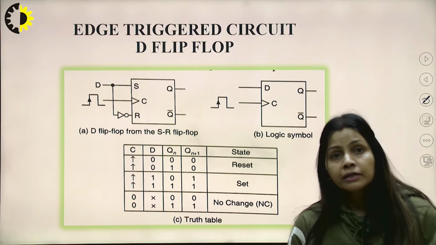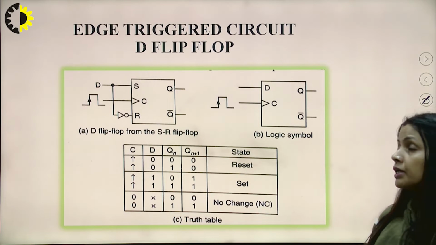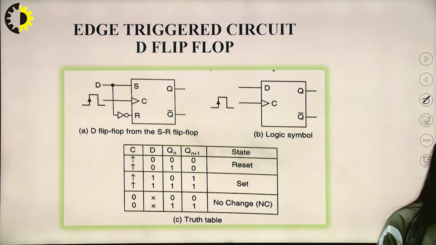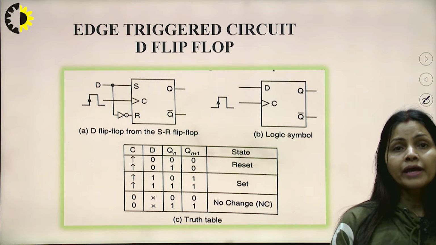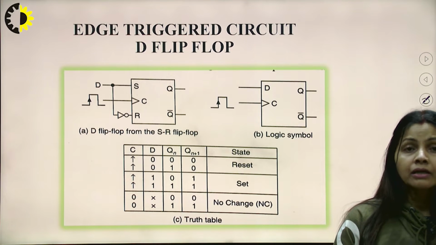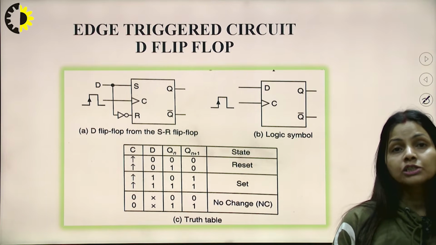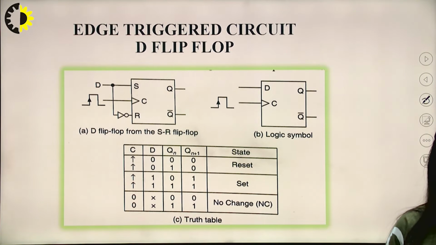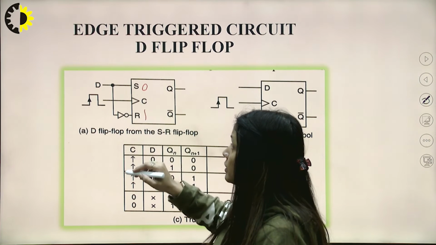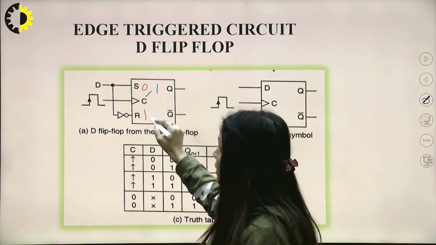Now coming to the D flip-flop. We can make or derive the D flip-flop from the SR flip-flop. The only basic difference is that D is known as the delay flip-flop or data flip-flop. By the name you can understand that S is always the inverse of R. That means there are only 2 possible inputs which we can give: if S is 0, then R will be 1, and if S is 1, then R is 0.